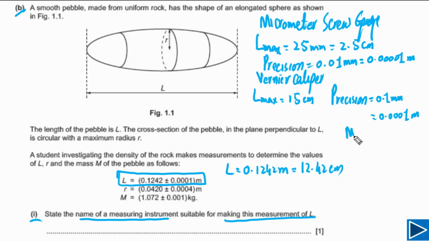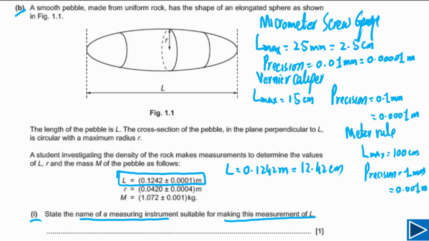The meter rule is also an instrument commonly used in the physics lab. For the meter rule, the maximum length we can measure is 100 centimeters, or simply 1 meter. And the precision of this one is about 1 mm. So the precision of the meter rule is 1 mm. If we write this in meters, it is 0.001. So this is the precision of the meter rule.